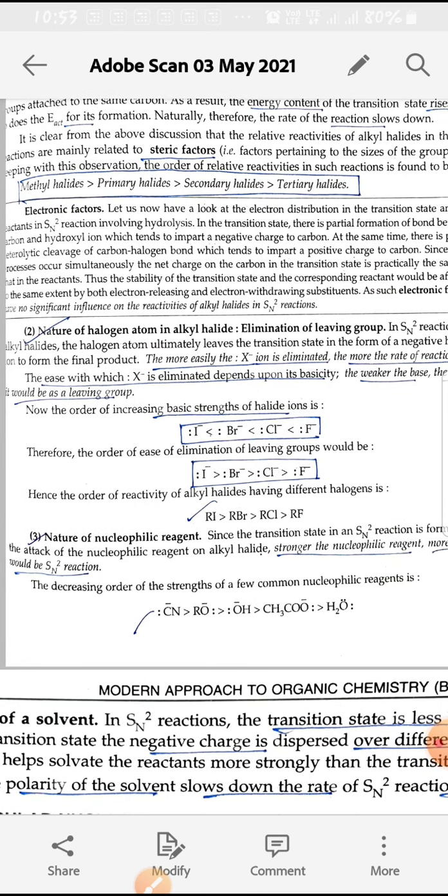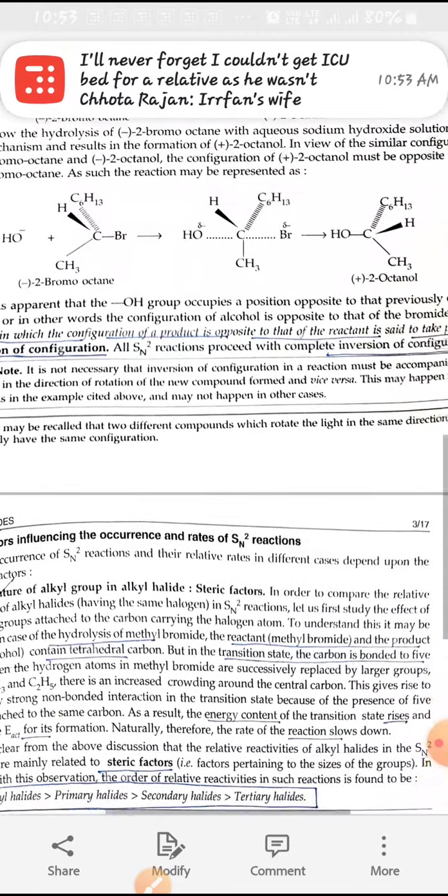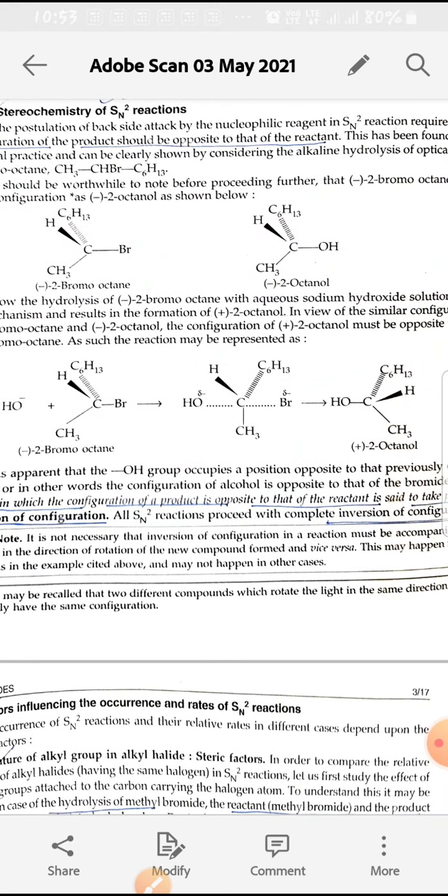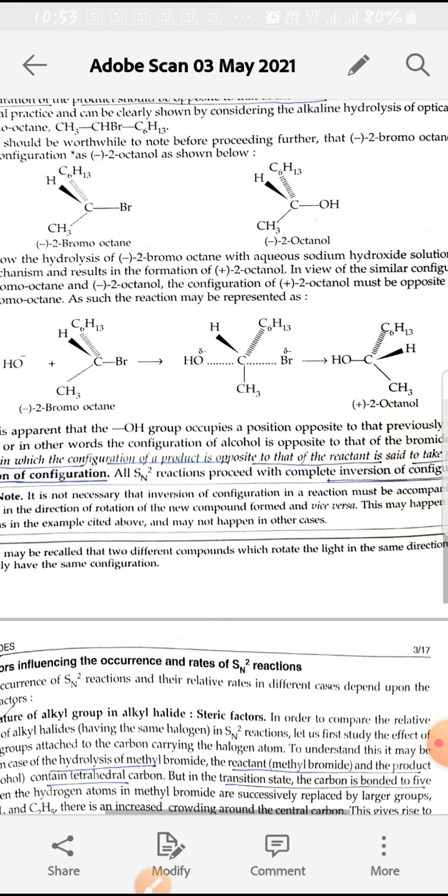In the SN2 reaction there will be a transition state formation. In the transition state there will be a partial delta negative formation on the OH, and a partial delta negative formation on the Br group, and there will be a decrease in delta negative charge on the OH group. So that will be a less polar transition state.